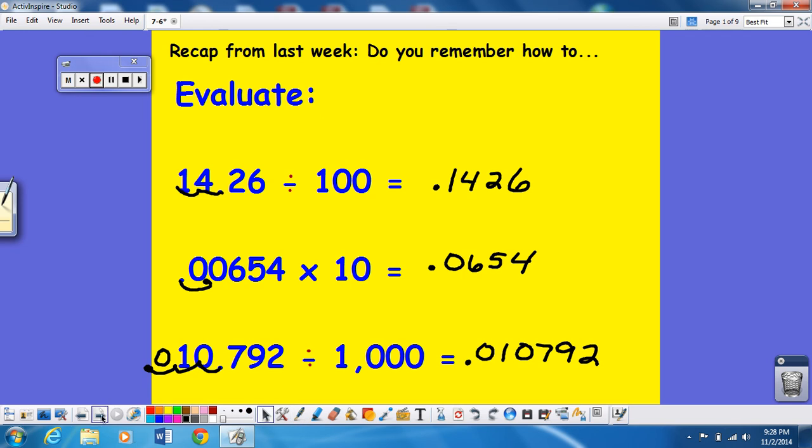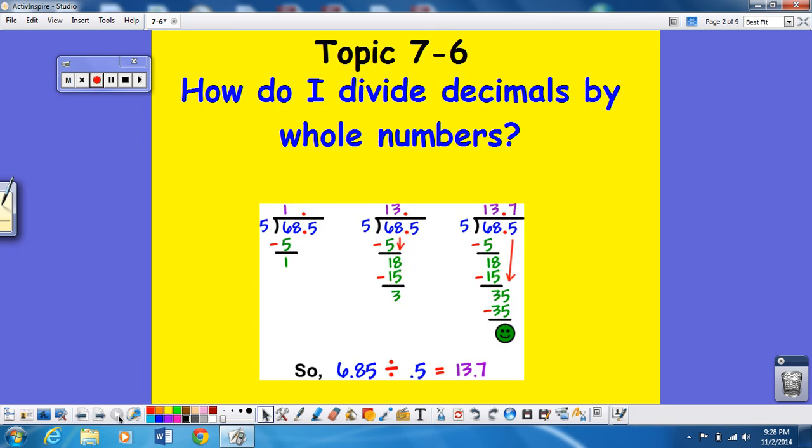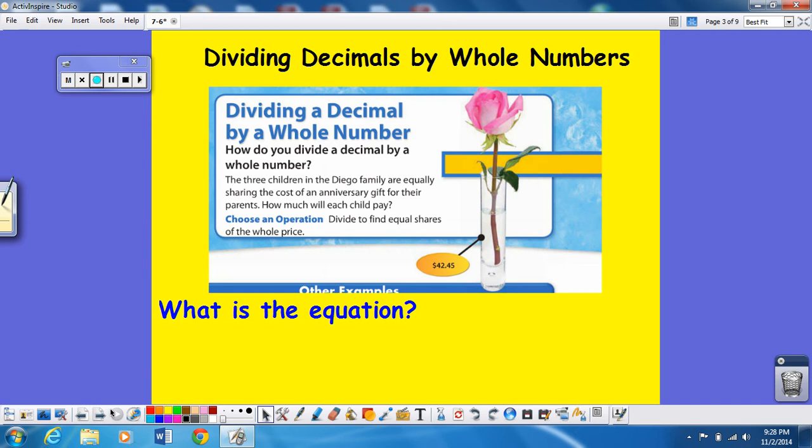Okay? Today we're looking at topic 7.6. How do I divide decimals by whole numbers? So it's going to look a little different than just moving decimal points. Remember, the only time you can move decimal points is when you're multiplying or dividing by 10, 100, 1,000.